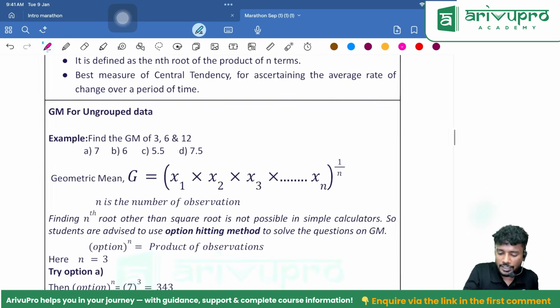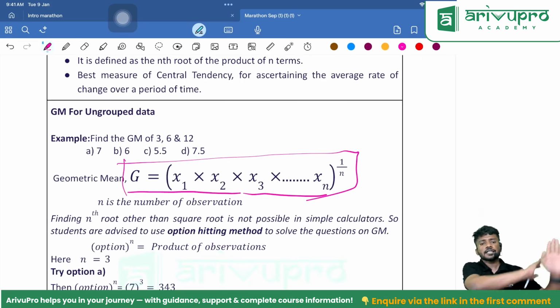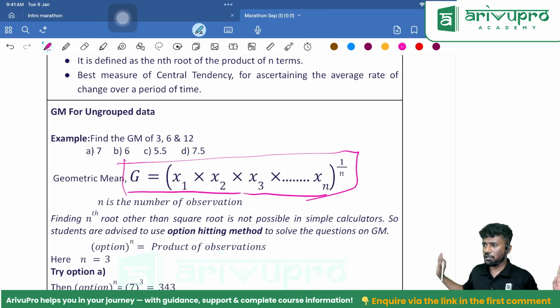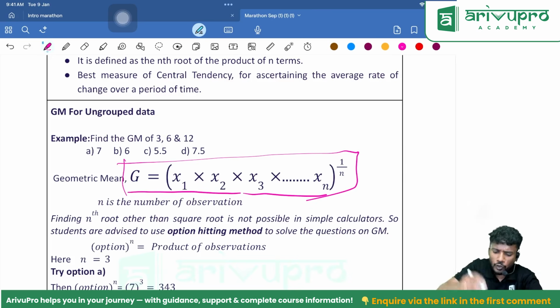Now the question is, what is the formula for geometric mean? Geometric mean is nothing but product of all the observations raised to 1 by number of observations. Or you will say what in another way. Mathematically, how will you explain it? Product of all the observations, or we can say nth root of product of n observations. Correct? Yes, nth root of product of n observations. We are taking the product of all the observations raised to 1 by n. That is the meaning.